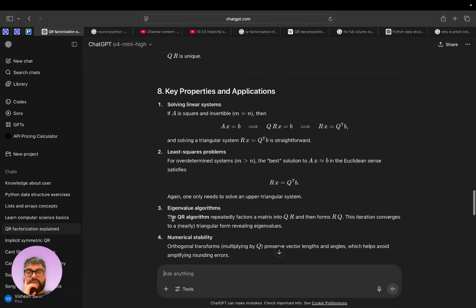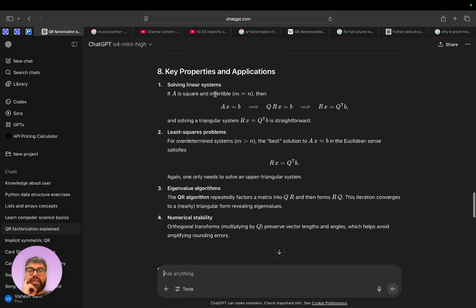Key properties and applications. If A is square and invertible, m equals n, then Ax equals b, QRx equals b, which means Rx equals Q transpose b. And solving a triangular system Rx equals Q transpose b is straightforward. Why? Why is this straightforward? I'm not sure why this is straightforward, but I believe it.